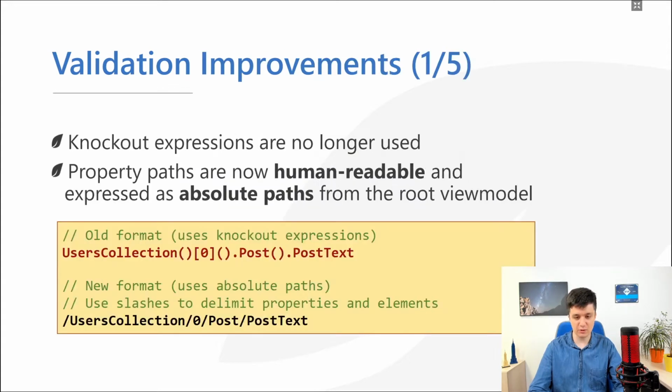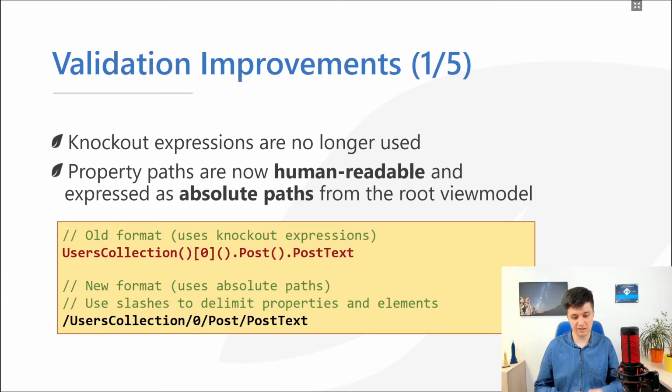So now that I shortly recapped how validation worked, let's have a look at how we improved it. The first big and important improvement is that we are no longer using these old and not really nice knockout expressions when expressing property paths.